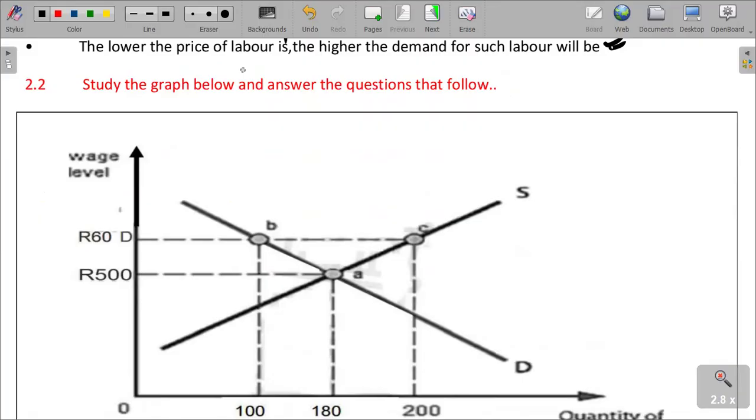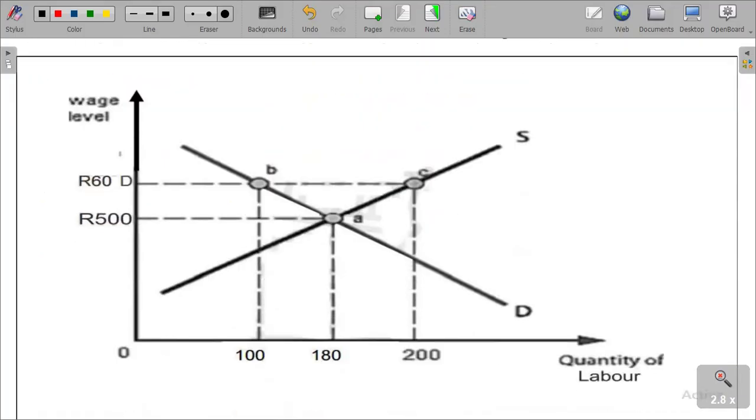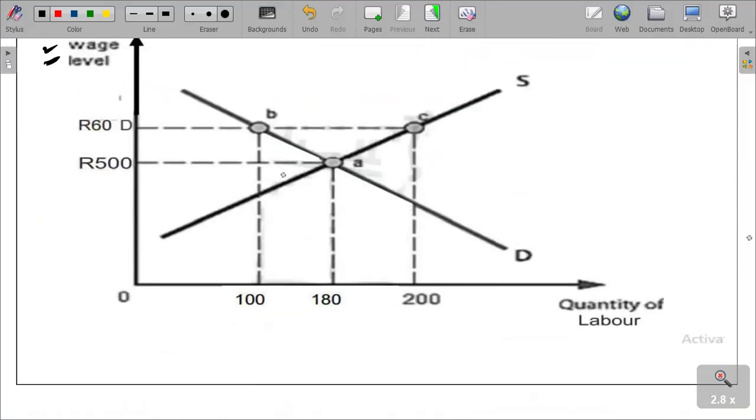We have got a graph that we are going to use to answer some questions below. On the vertical axis, we have the wage level, and on the horizontal axis, we have the quantity of labor, the number of people who are employed. We have the supply and also the demand.